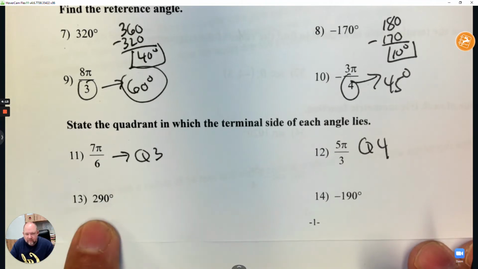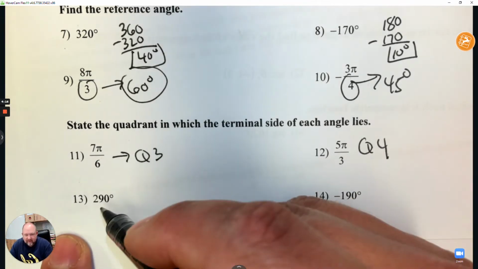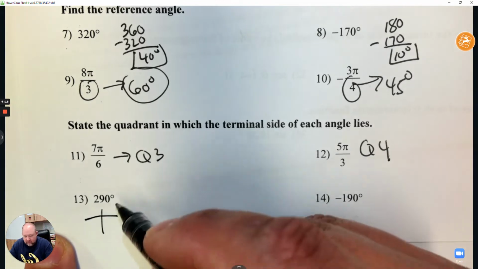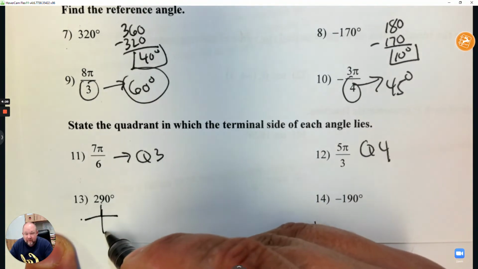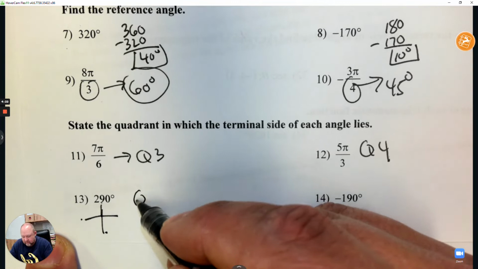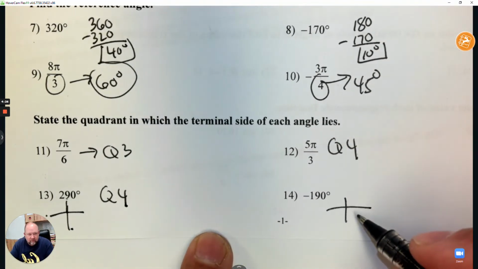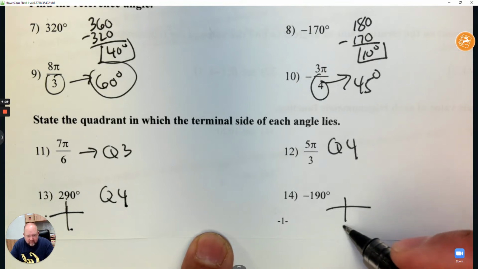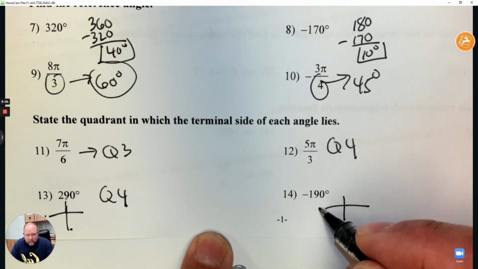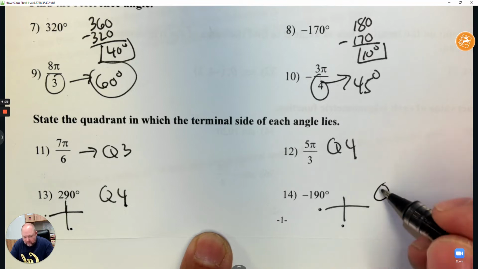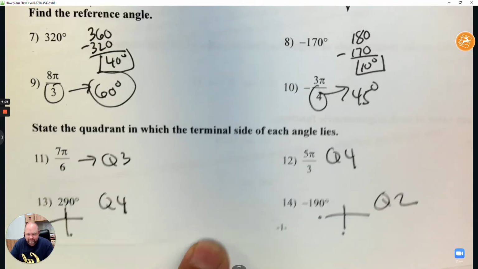Here, this is not a special angle, so we'd have to count around. So if you want to visualize it, 90, 180, 270. It's past 270, so this is quadrant number 4. Negative ones, it's good to visualize, so going in a clockwise direction, negative 90, negative 180, keep going, so it's in quadrant number 2.